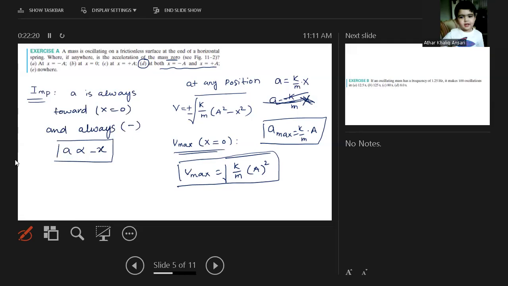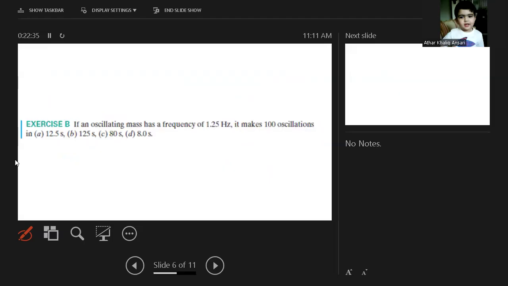So when I ask what is the acceleration at x equal to plus A, it is maximum negative. At x equal to minus A, it is maximum negative. And it's negative x because of the direction. Okay, this one is the more generalized form.